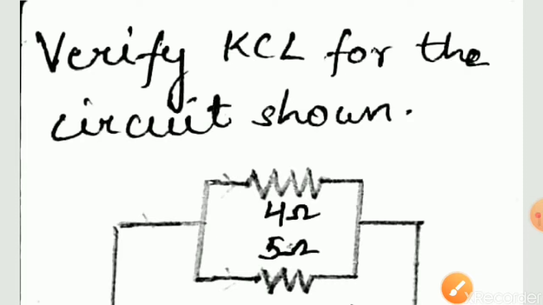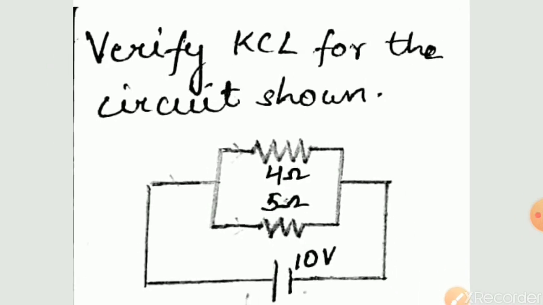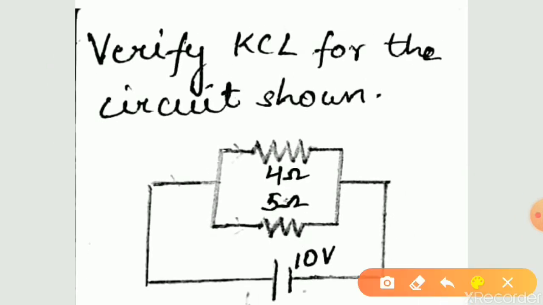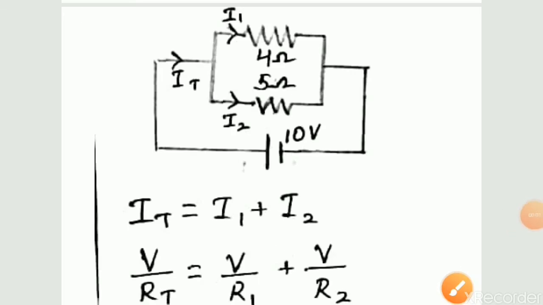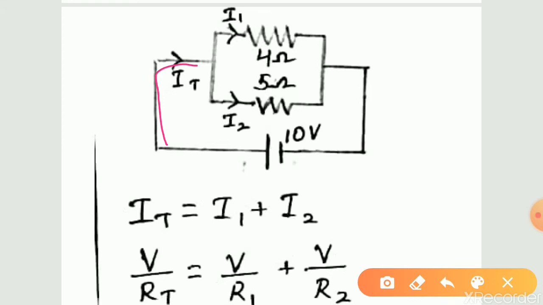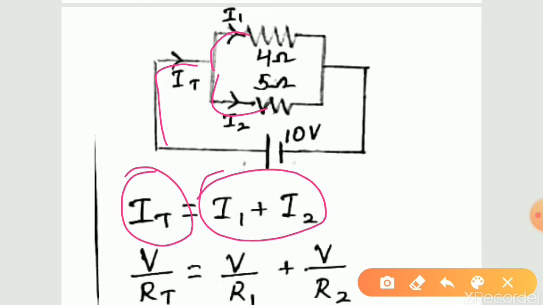Let us have a question that proves Kirchhoff's current law for the circuit given. We have a source of 10 volt and 2 resistors of 4 ohm and 5 ohm connected in parallel. We need to prove Kirchhoff's current law for the given circuit. To prove it, the total current IT flowing through the branch currents I1 and I2, that is I total, should be equal to the summation of the two branch currents I1 and I2 that are flowing through the resistors of 4 ohm and 5 ohm.